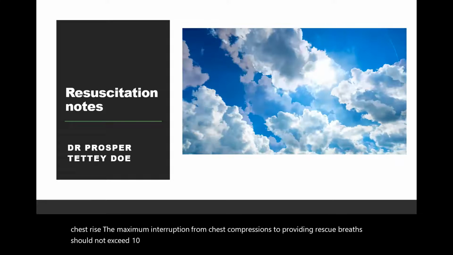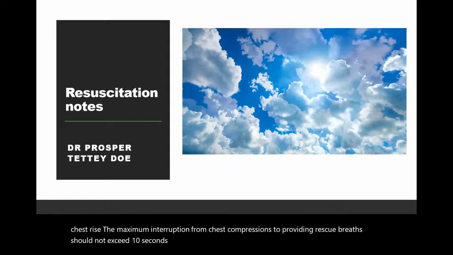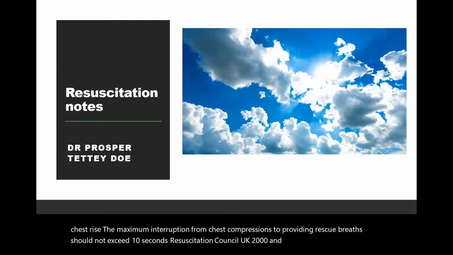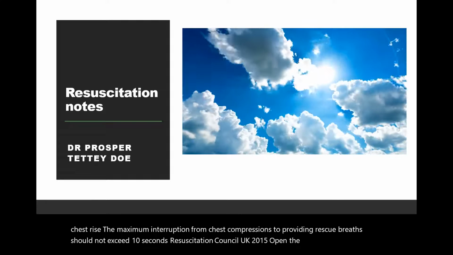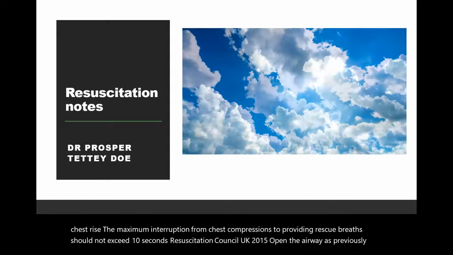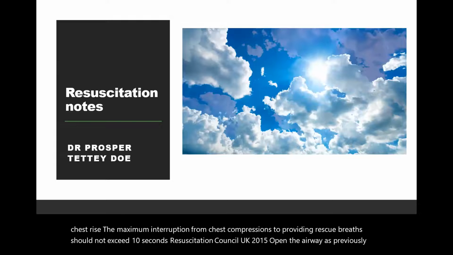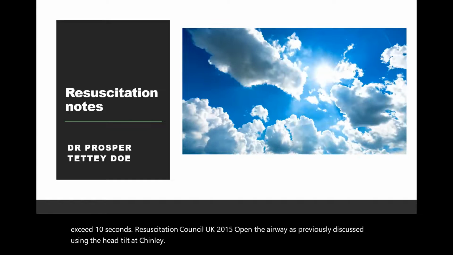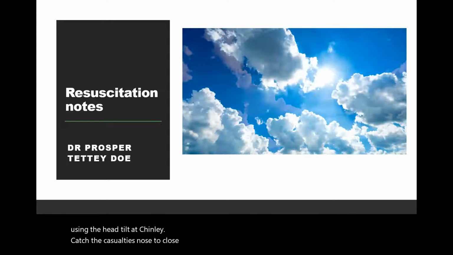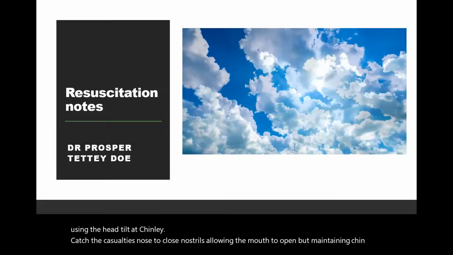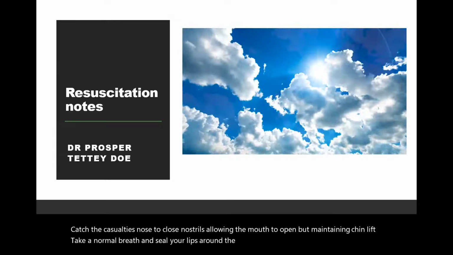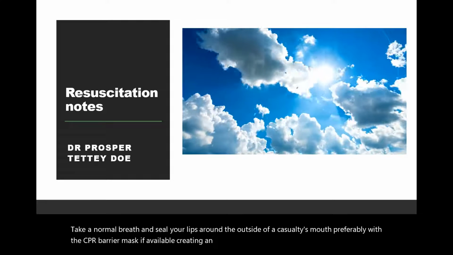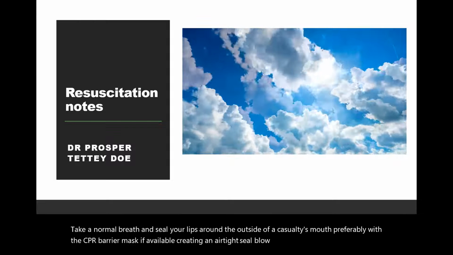Resuscitation Council UK, 2015. Open the airway as previously discussed using the head tilt and chin lift. Pinch the casualty's nose to close nostrils, allowing the mouth to open, but maintaining chin lift. Take a normal breath and seal your lips around the outside of the casualty's mouth, preferably with a CPR barrier mask if available, creating an airtight seal. Blow steadily into the casualty's mouth, checking for the chest to rise.